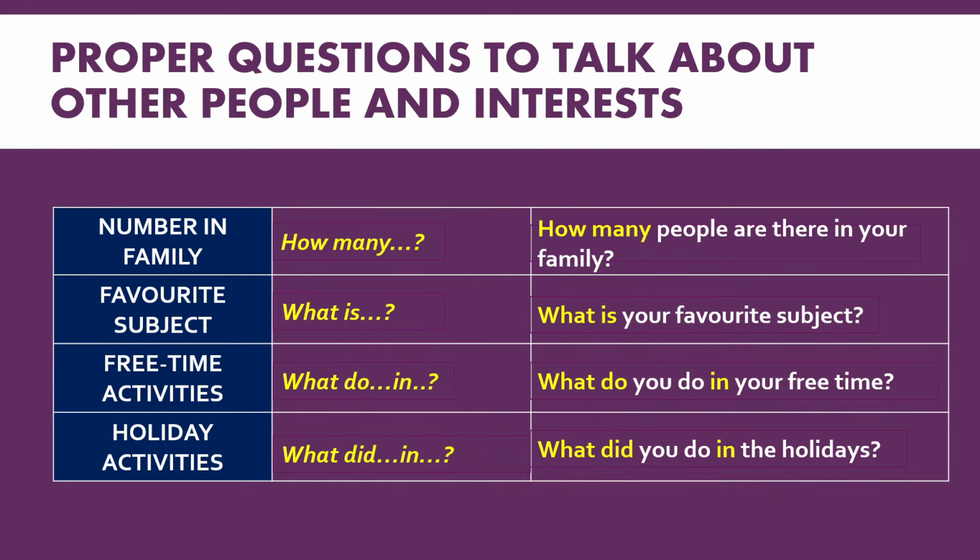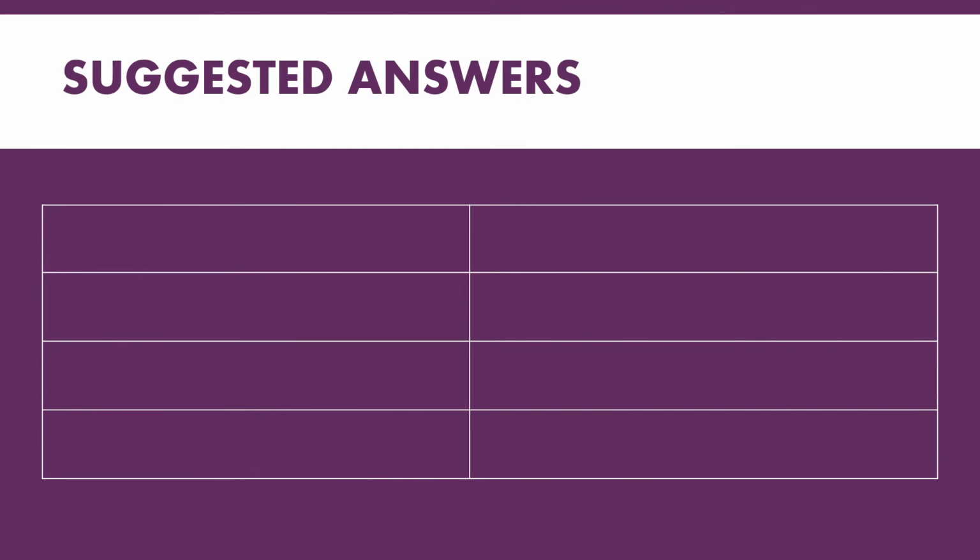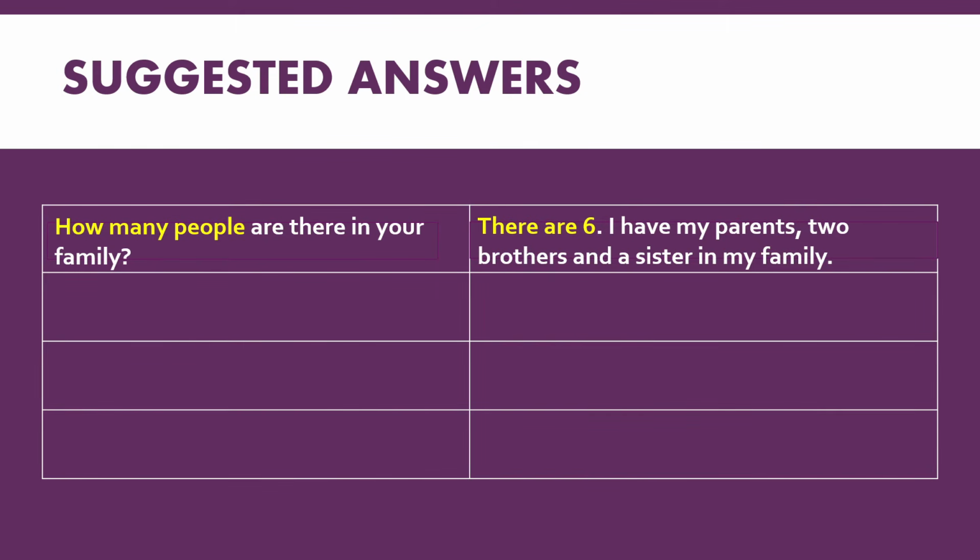Now, based on these 4 questions that we have formed just now, let me just show you a few examples of answers. Number 1, how many people are there in your family? So how are we going to answer? I have also provided a sample answer for you. Maybe next time when you have conversation with your friends, you can try to answer like this. There are 6. I have my parents, 2 brothers and a sister in my family.